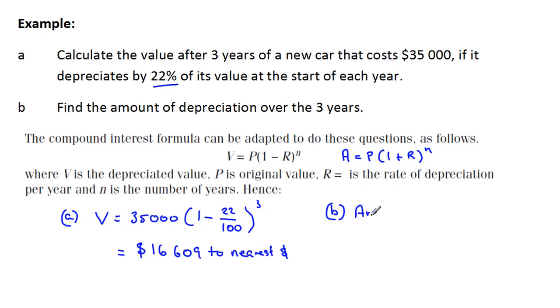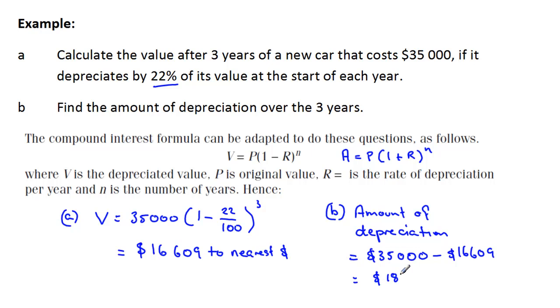So the amount of depreciation is equal to what you started with, the value of the car that you paid, $35,000, and we're going to subtract from that its final value, which is $16,609, which tells me that the car has depreciated by $18,391 in 3 years. All right, so that's the concept of depreciation.